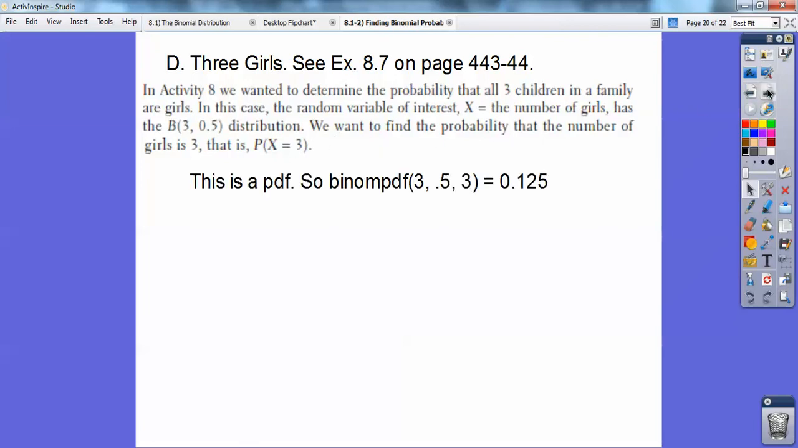This one is a PDF, because we don't want 3 or less. We want exactly 3. So you punch in binomial PDF of 3, 0.5, 3, and you're going to get roughly 12.5% of the time it's going to be all 3 girls.